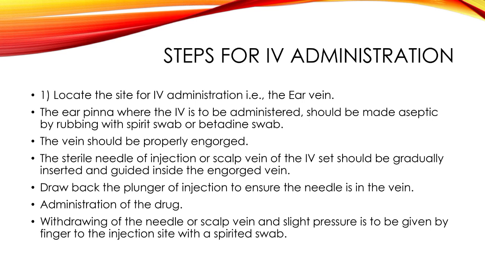Firstly, we have to locate the site for intravenous administration. In pigs, that is the ear vein. The ear pinna, where the intravenous injection is to be administered, should be made aseptic by rubbing with a spirit swab or betadine swab. The vein should be properly engorged. The sterile needle of the injection or scalp vein of the IV set should be gradually inserted and guided inside the engorged vein. Then draw back the plunger of the injection to ensure the needle is in the vein.